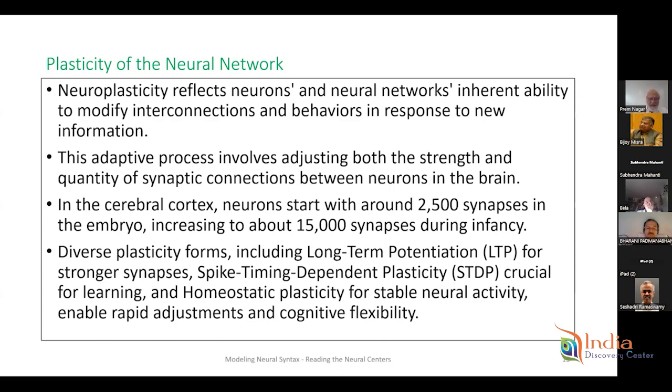It's interesting to note that in the cerebral cortex, neurons start with around 2,500 synapses in the embryo, which increases to about 15,000 synapses during infancy. So there are diverse plasticity forms, including long-term potentiation for stronger synapses, spike timing-dependent plasticity, crucial for learning, and homeostatic plasticity for stable neural activity, that enable rapid adjustment and cognitive flexibility.